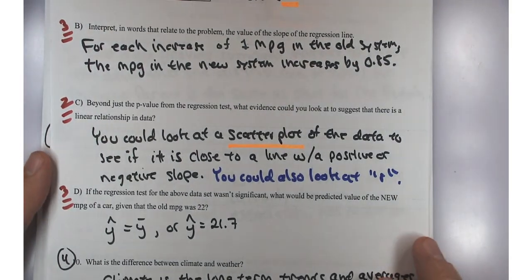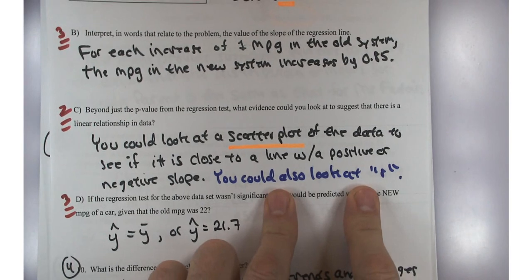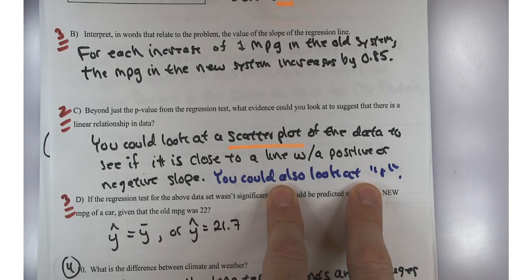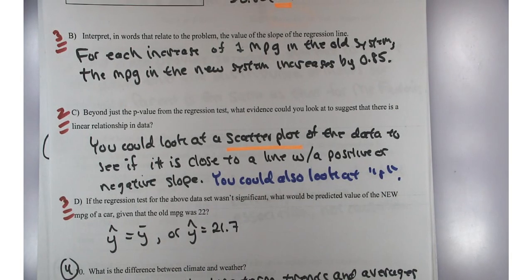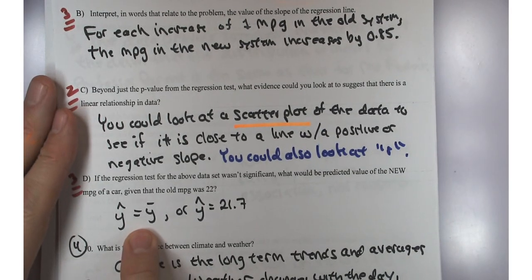Looking at some of your exams, I realized, oh, you could also look at the value of R, which is in the output for your linear regression. That's literally what the value of R represents, the strength of a linear relationship. It's between -1 and 1. Now, as far as your predicted value is concerned, if your regression isn't significant, then y hat equals y bar. Done.